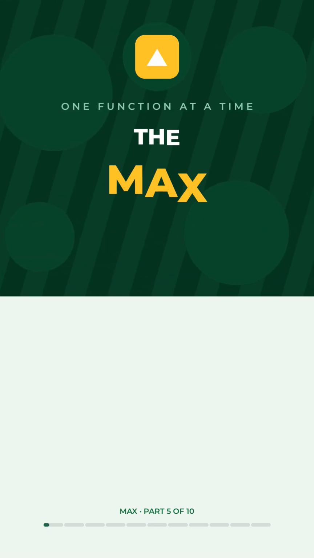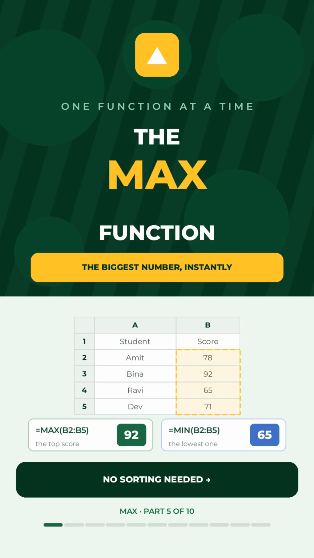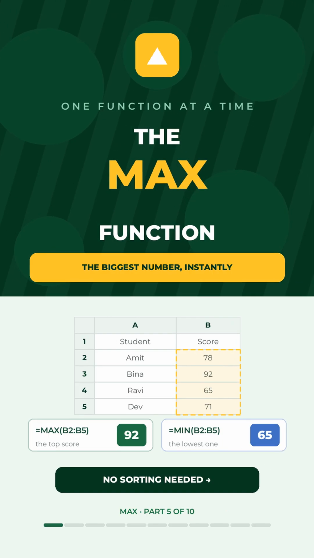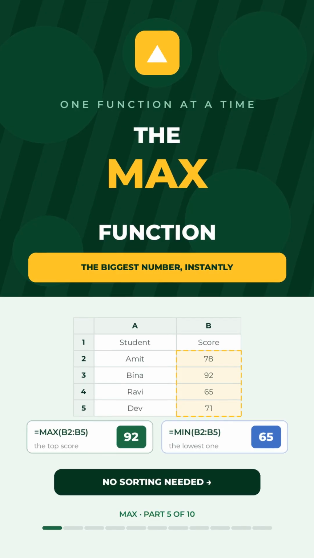You've got a column of numbers and you need the biggest one. Don't sort it. Don't scroll it. Just ask. Equals MAX, the range, done. 92. And its twin, MIN, gives you the other end. This is about the simplest function in Excel, and there's more in it than you'd think.